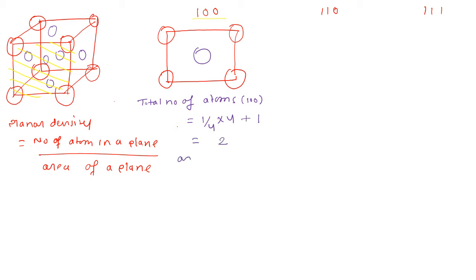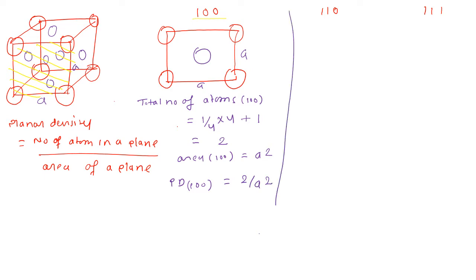Now the area: this is a, this is a. So the area of the 100 plane is a square. So the planar density of the 100 plane is equal to 2 by a square. Now we will calculate for the 110 plane.